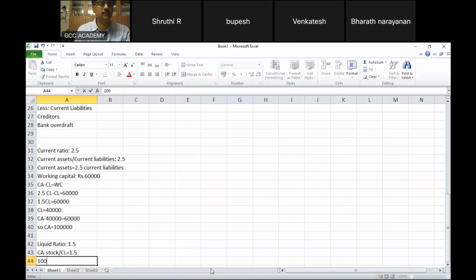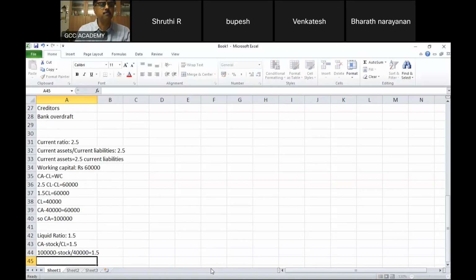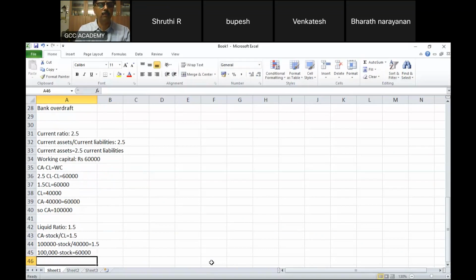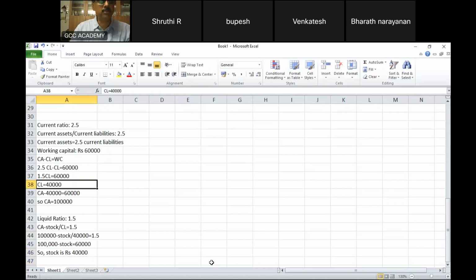Current asset is 1 lakh minus stock, divided by current liability 40,000, is equal to 1.5. So 1 lakh minus stock is equal to 1.5 into 40,000, which is 60,000, cross multiply. So stock is equal to how much? 1 lakh minus stock is equal to 60,000. What is stock? 40,000. Correct. Good. So we got stock here as 40,000.